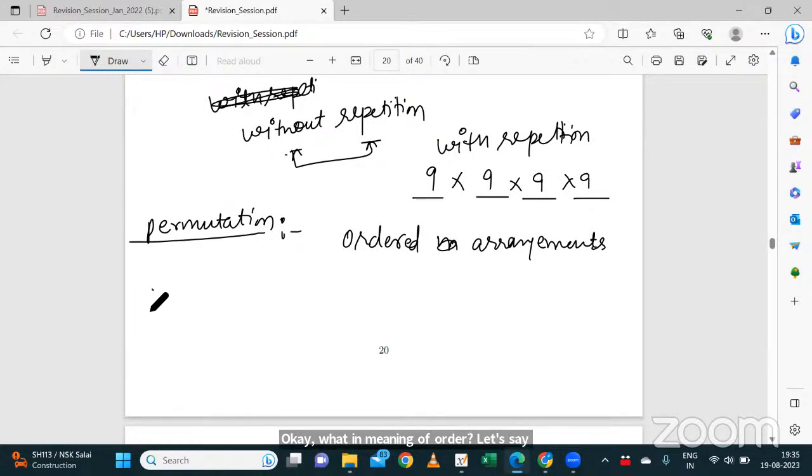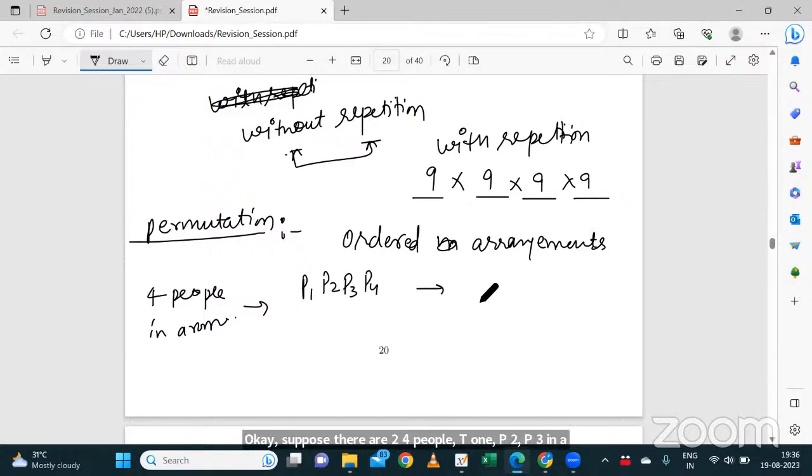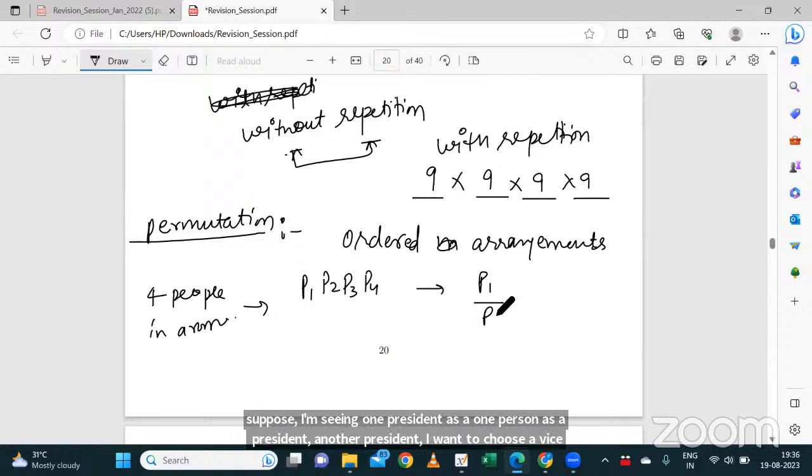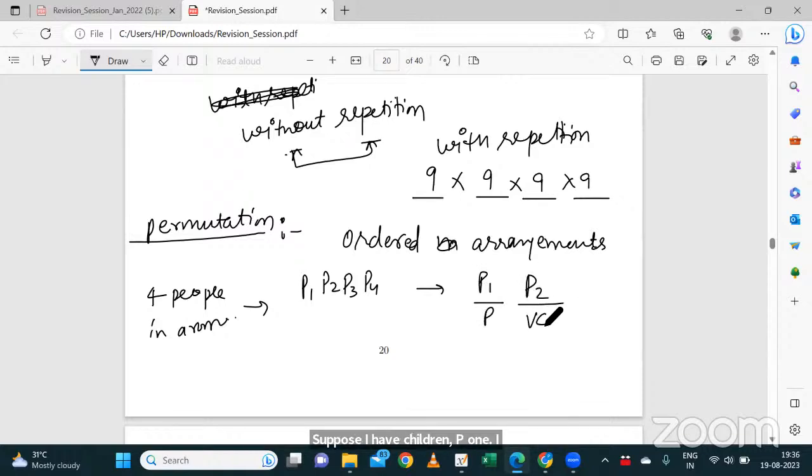So let's say suppose there are 4 people in a room, P1, P2, P3, P4, and I want to choose 2 people, one person as a president and another as a vice president. Suppose I have chosen P1 as president and P2 as vice president. Whether this order will be same as if I have said person P2 is the president and person P1 is the vice president?